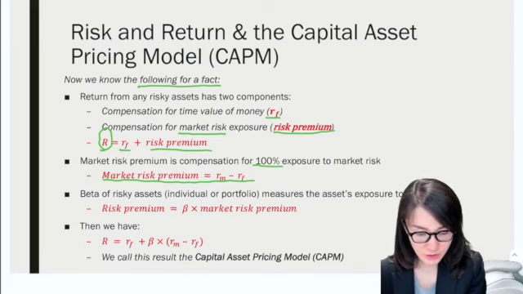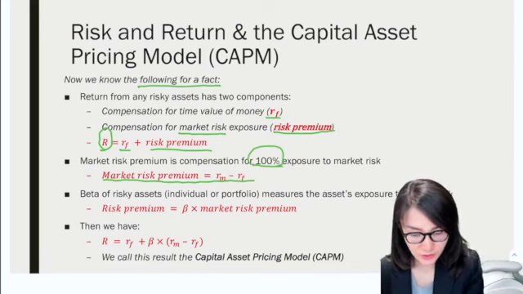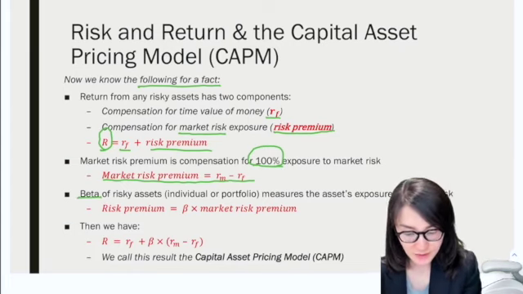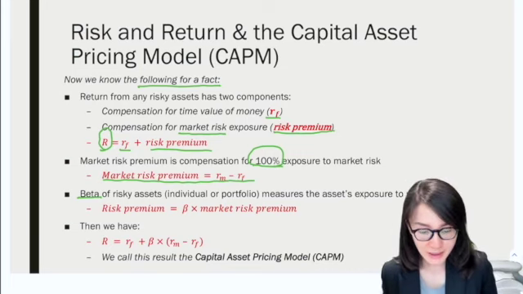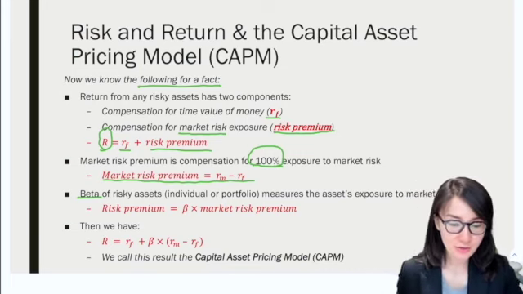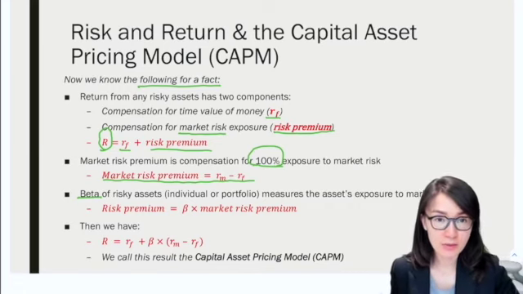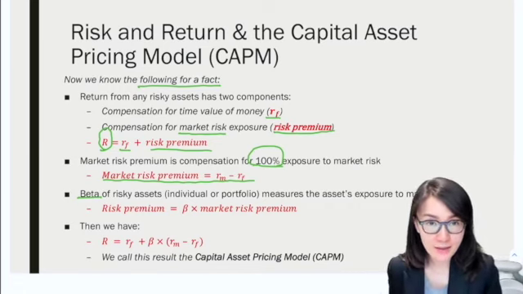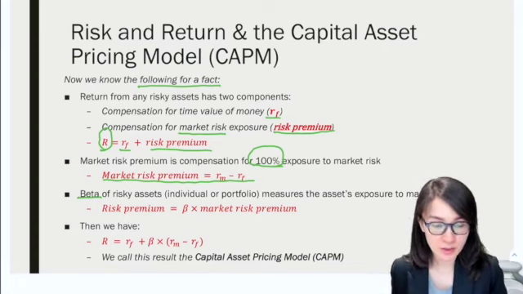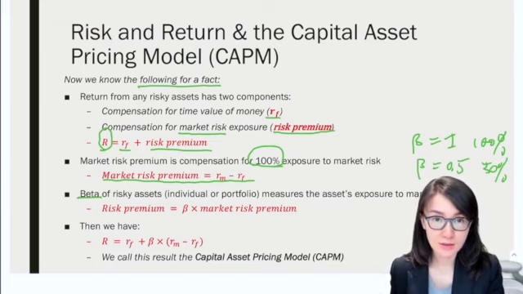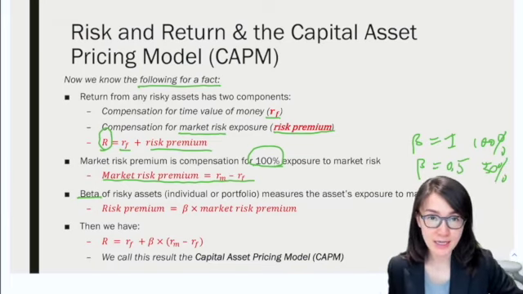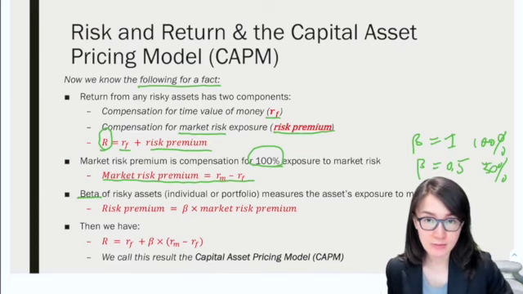Okay, and this measures 100% exposure to market risk. And we also know that beta is a measure for the relative exposure to market risk. Your beta is the fraction of market risk exposure you have. If you have a beta of 1, you have 100% exposure to market risk. Beta equals 1 is 100% exposure. If you have a beta equal to 0.5, you have a 50% exposure to market risk. When the market is up or down by 1%, you are up or down by 0.5%.